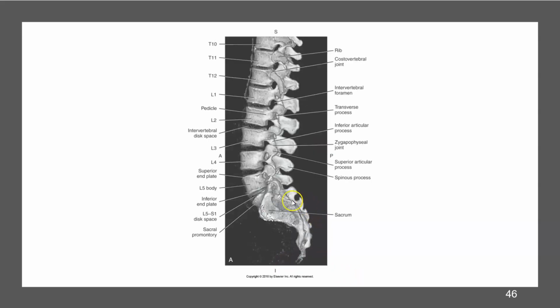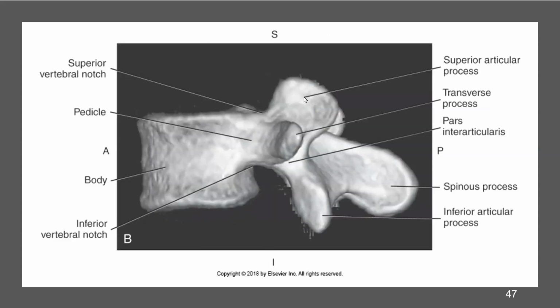Here's the sagittal 3D. So here is your sacrum, we have the sacral promontory, L5-S1 disc space, here's L5, superior end plate, and you have your disc space there, 4, 3, here's your intervertebral disc space. Here's your pedicle right there, and it goes up to T10. You can see the rib coming off these two, and your intervertebral foramina, transverse process right there, interarticular process in here, superior articular process, and your spinous process is the big piece coming off the back.